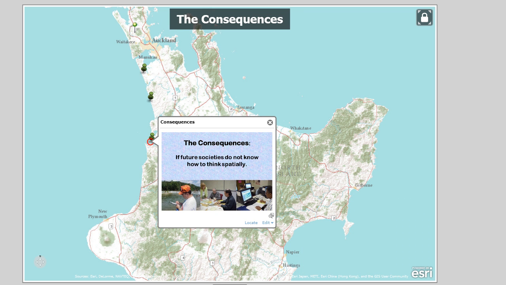So think of the consequences. If future societies do not know how to think spatially, that's pretty grim indeed. What I've tried to highlight here in these three parts of this Teaching Geography with ArcGIS Online is making a strong case, I hope, for why and how geographic information systems can be used in education. In the next couple of parts in this series, I'm going to illustrate that by looking at specific problems. Population, we're going to look at some plate tectonics, and a couple of other things.